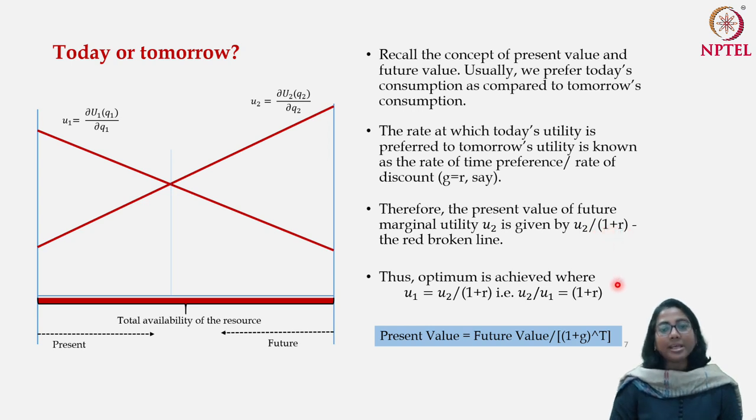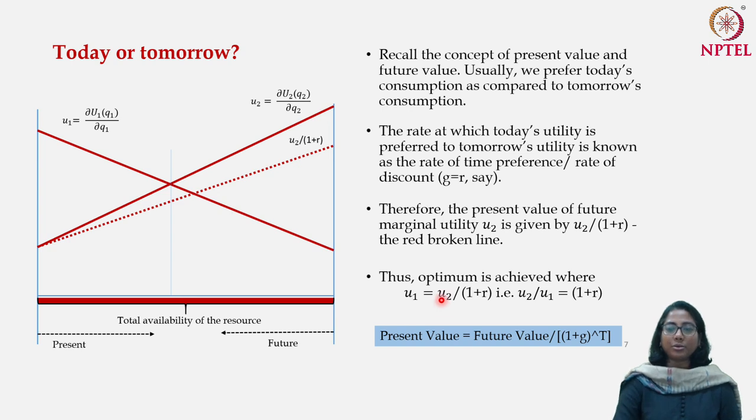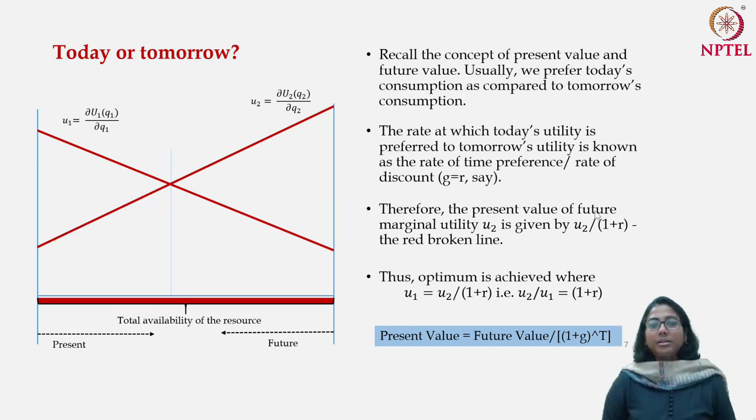So the optimum is not really achieved at this point where U1 is equal to U2, but rather the optimum is achieved at a point where U1 equals U2 by 1 plus R. So the present value of future marginal utility is equal to today's marginal utility. How do we denote that in our diagram? So instead of this red line, this continuous or solid red line, we derive another line. Now, how do I incorporate the same in the diagram that we have?